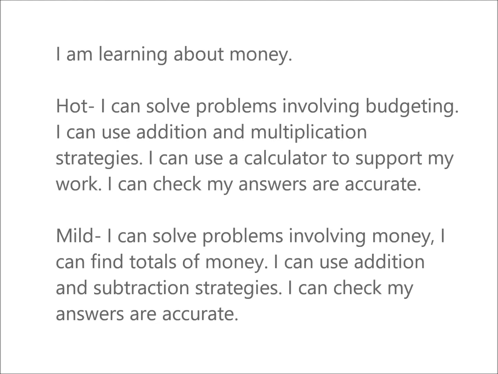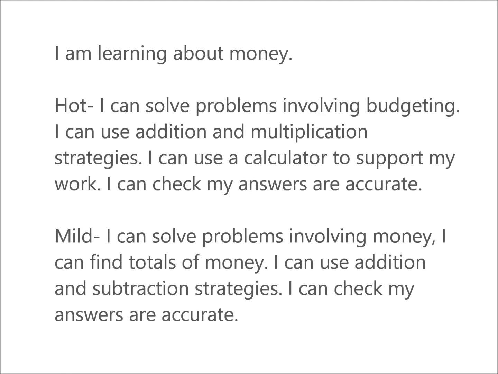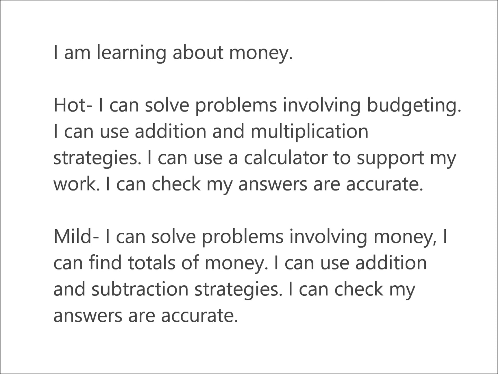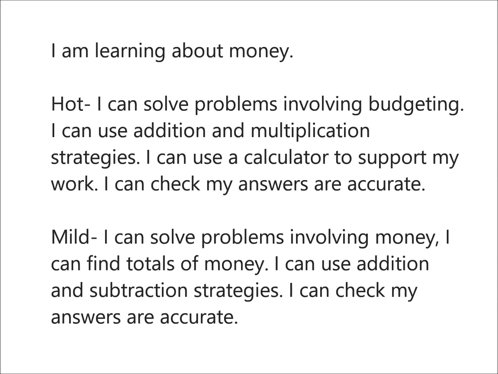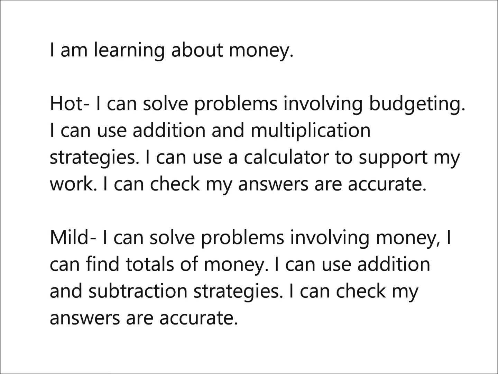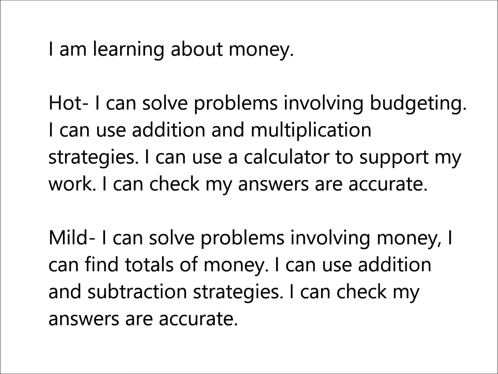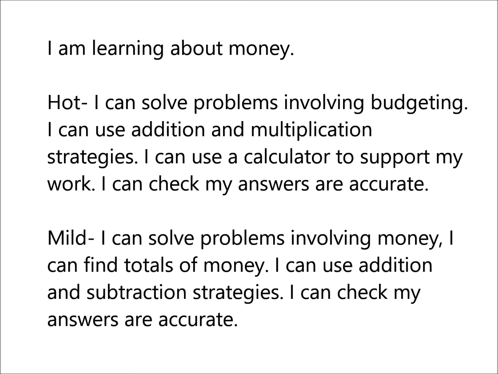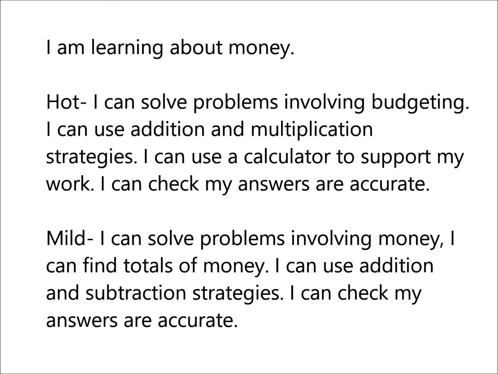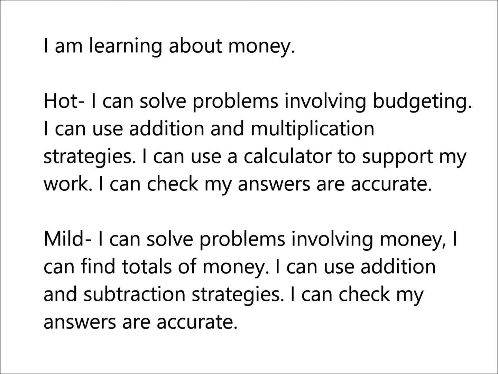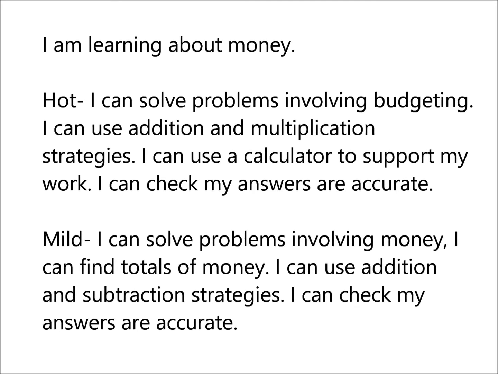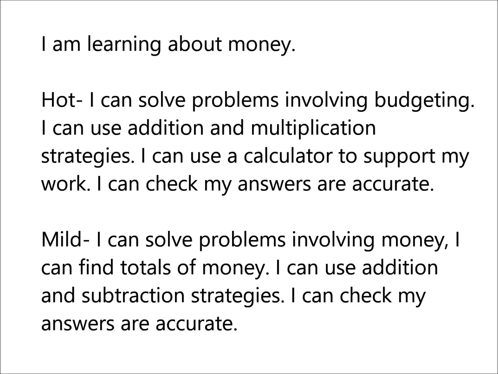Today's slightly different and we've got two different activities, so you can decide if you want to do the hot, which is slightly trickier, or the mild one. If you're going to do the hot one, your success criteria: I can solve problems involving budgeting, I can use addition and multiplication strategies, I can use a calculator to support my work, and I can check my answers are accurate. So for today, if you're doing hot, you can use a calculator in your work.